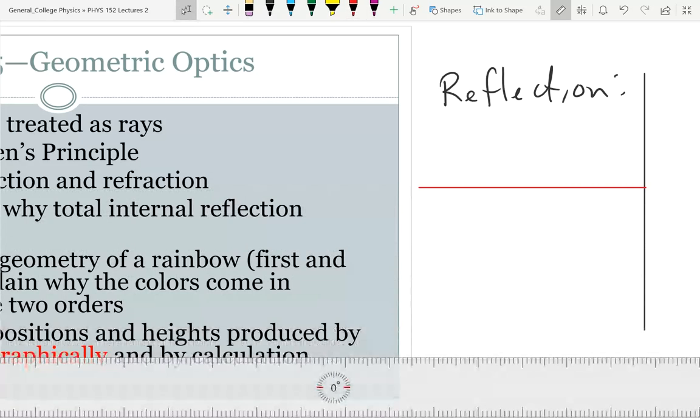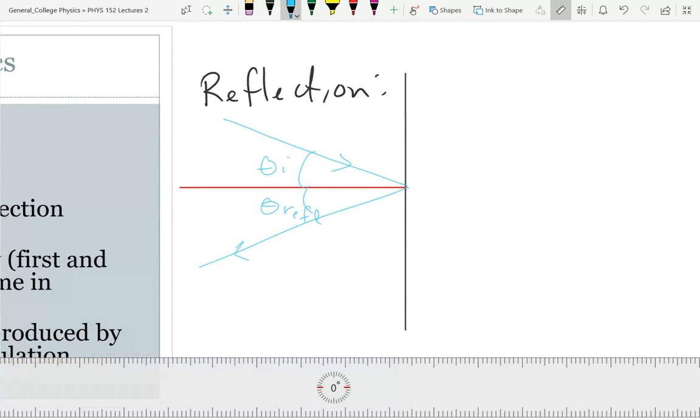So if I have an incident ray, and I'm just going to draw it freehand, an incident ray that comes in like this, that's the angle of incidence. Exit ray like this, that's the angle of reflection. And you have to put all the way out to L if you want to distinguish it from refraction. Then the law of reflection is theta incident equals theta reflected.